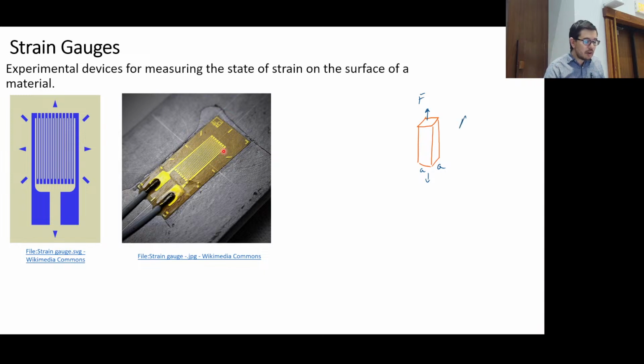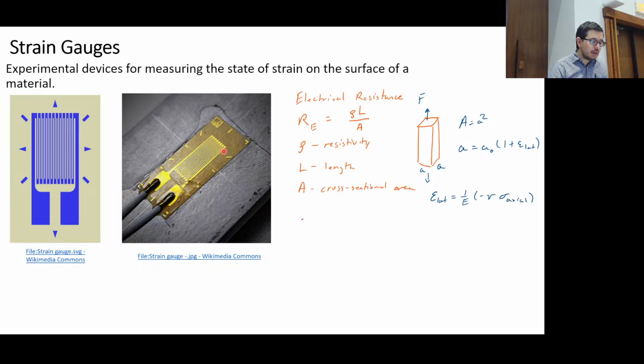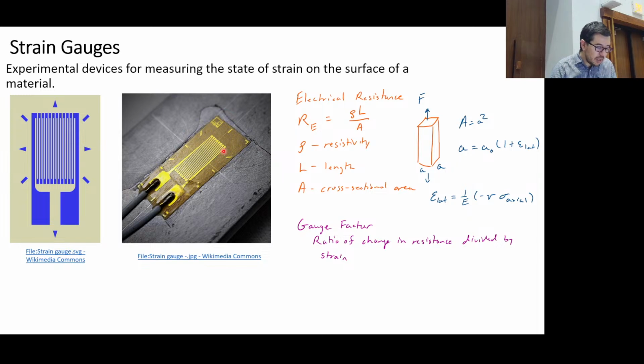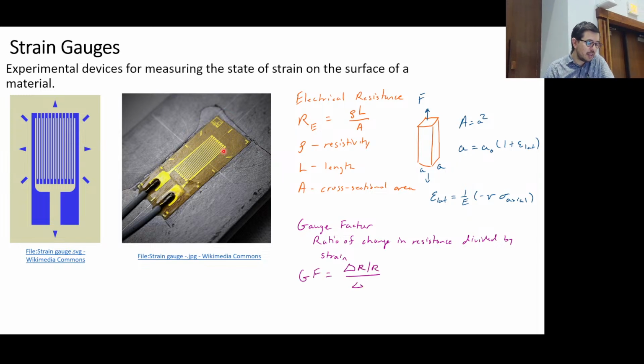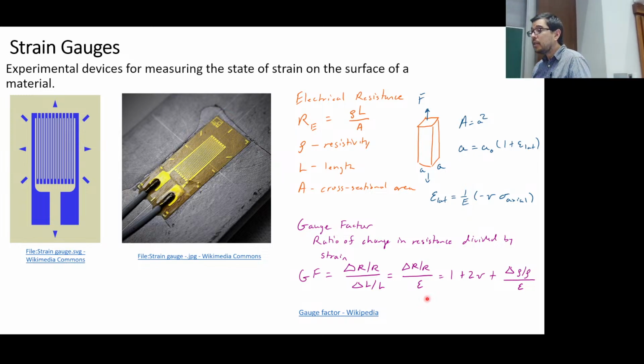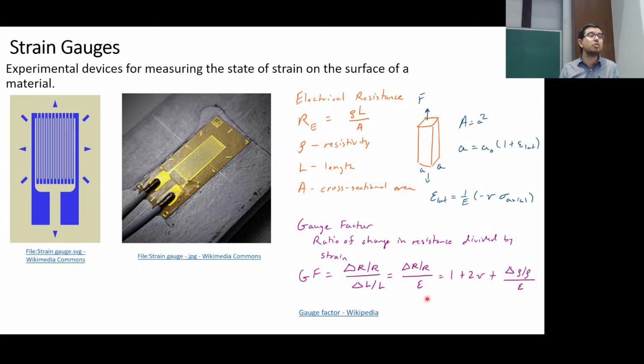And that can be quantified in terms of what people call a gauge factor. This is the ratio of change in resistance divided by strain. The gauge factor is typically written GF, and you have delta R over delta L over L, or delta R over epsilon. And you're like, what is delta R? Delta R is the change in electrical resistance. Okay, and what is Ohm's law?